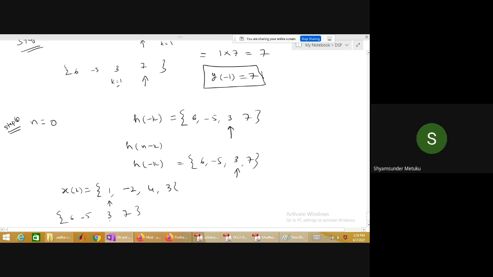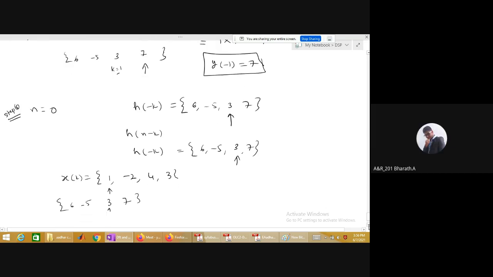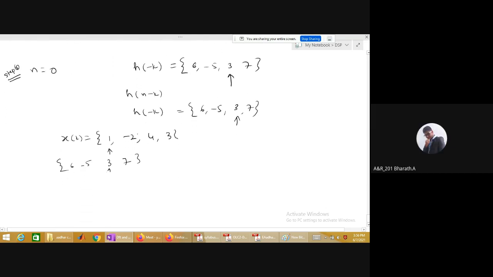Correct or not? Yes, sir. Arrows must coincide, no? Yes, sir. Only 2 terms. 3 into 1 minus 2 into 7. How many samples coincide? 2. So 1 into 3 minus 2 into 7. So what is the value now? 3 minus 14, minus 11. So y of 0 is equal to minus 11. Correct? Yes. Now, what next?